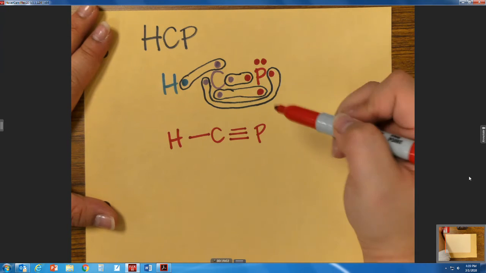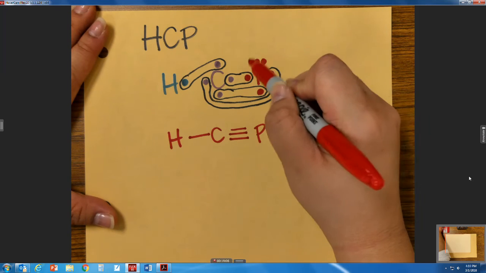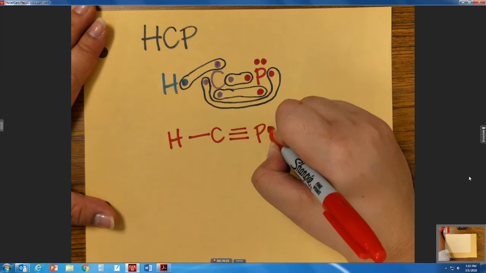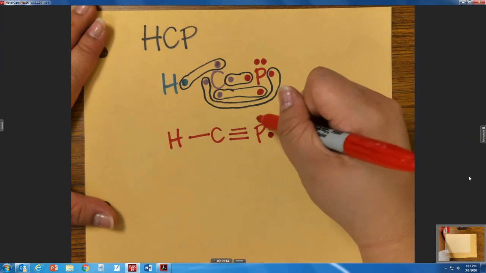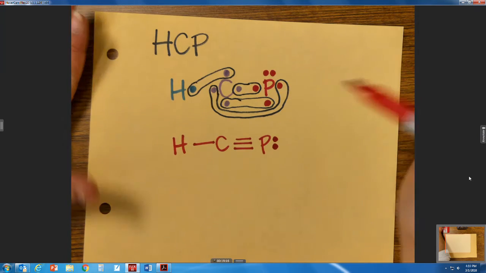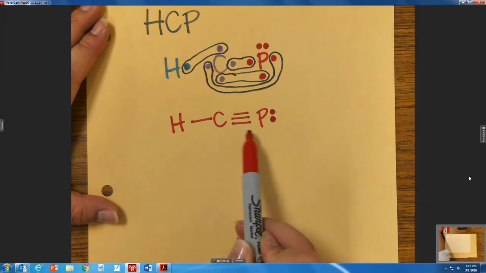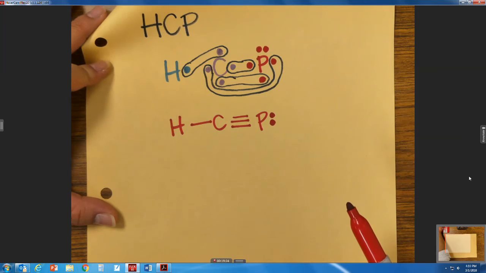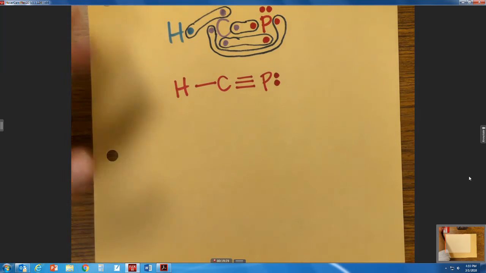And then lastly, don't forget about your lone pairs. Okay, so phosphorus is the only one that had a lone pair. So we're just going to put that anywhere on phosphorus. We could have put it on top, we can put it on bottom. It doesn't really matter. Okay, so this is our final product for HCP. Okay, so now the math way. Let's go ahead and take a look.